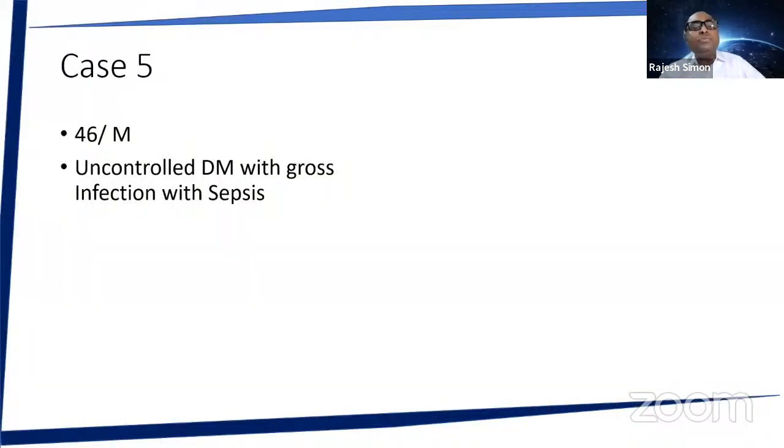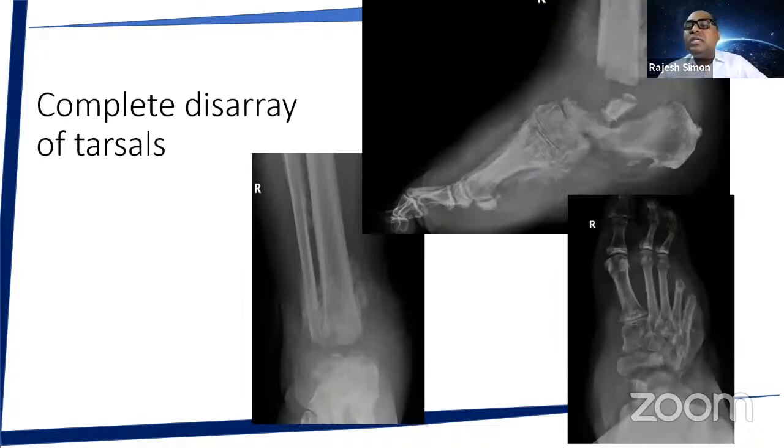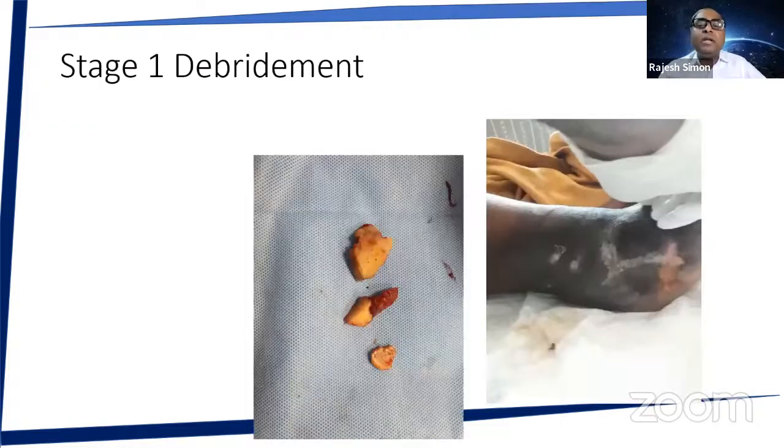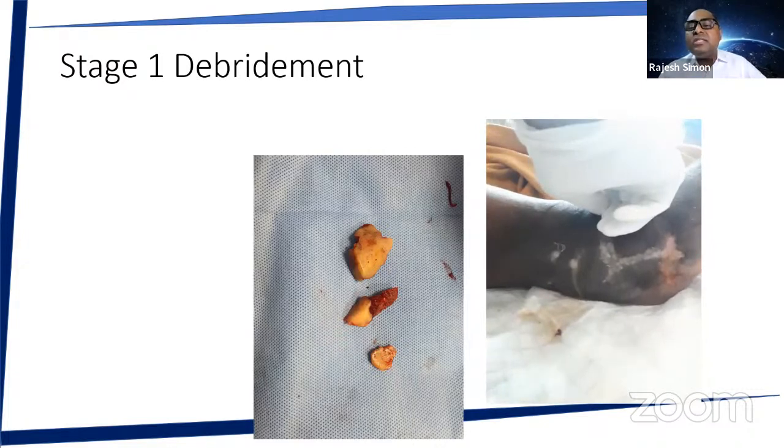So when you look at patients with gross diabetes, here was a 46-year-old patient, a huge patient with gross diabetes, gross infection. We got our endocrinologist, our nephrologist, everybody in the picture, got the medical part confirmed. And you can see here, when we took an X-ray, there was no talus. The distal tibia and fibula were gone. The complete disarray of tarsals. When we took him for debridement, the tarsals were coming out like pieces, and you can see the pus oozing out.